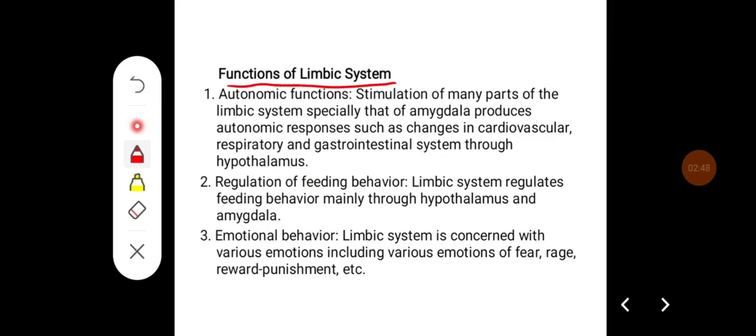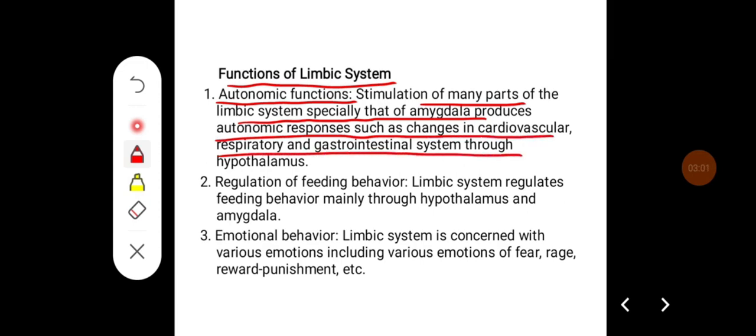Some of the functions of limbic system. They are involved in autonomic functions. Stimulation of many parts of the limbic system, especially that of amygdala, produces autonomic responses such as change in the cardiovascular, respiratory, and gastrointestinal system through hypothalamus. It helps in the regulation of the feeding behavior. Limbic system regulates feeding behavior mainly through hypothalamus and amygdala.